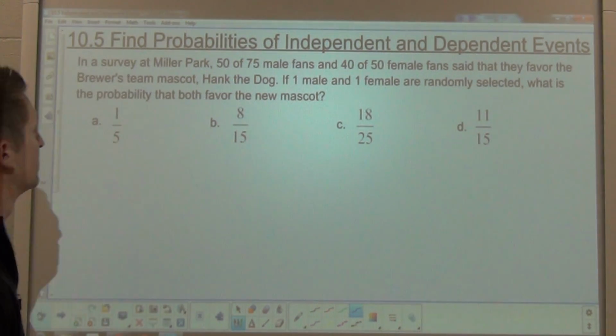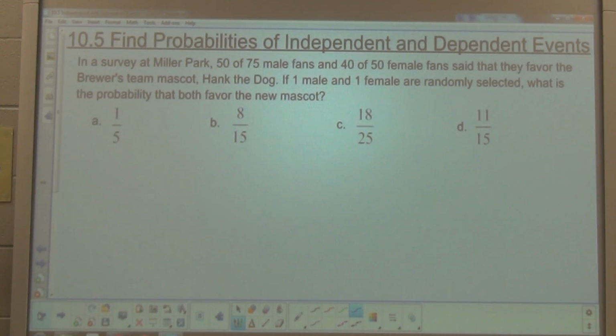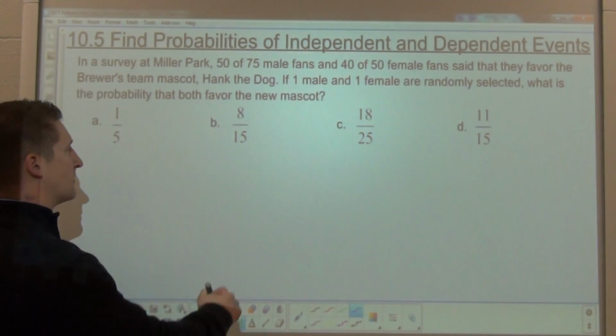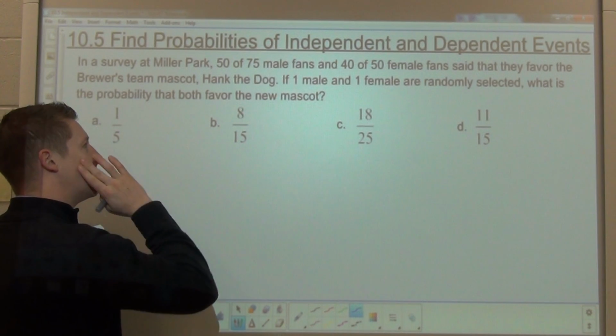So, our first example. In a survey at Miller Park, 50 of 75 male fans and 40 of 50 female fans said that they favor the Brewers team mascot, Hank the Dog. Now, if you're a Brewers fan or if you know about this dog or if you like it, either way. If one male and one female are randomly selected, what is the probability that both favor the new mascot?